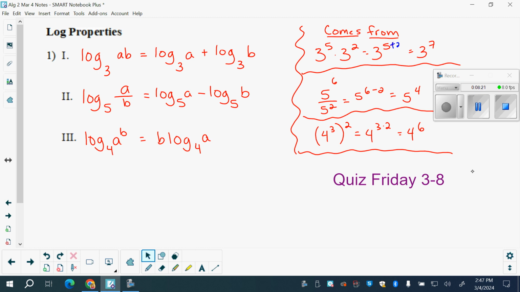So now, what sign is this, or what operation is that? Division. And so when we're dividing, we subtract the exponents. So that's why we subtract here. Okay. And then if we have a number to an exponent to an exponent, we multiply. So what we do on this one is you take that b and move it to the front. So those are your 3 properties.